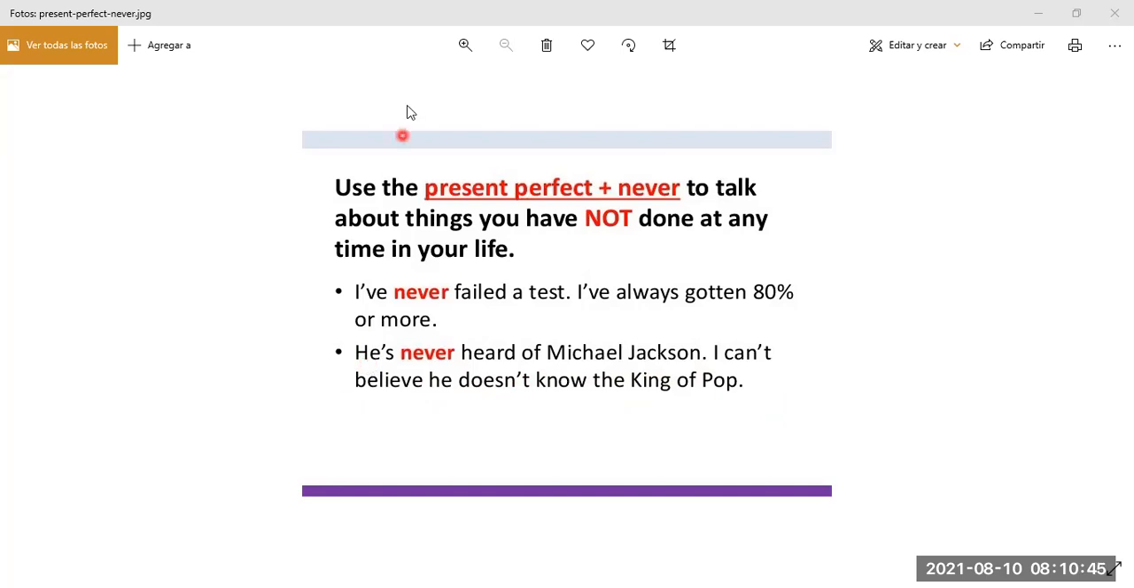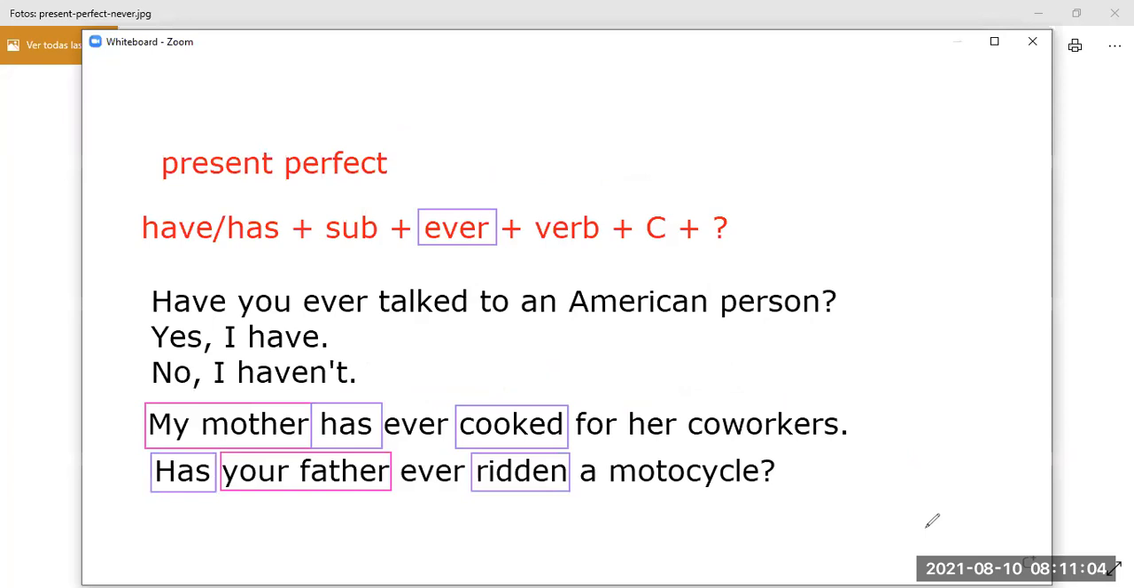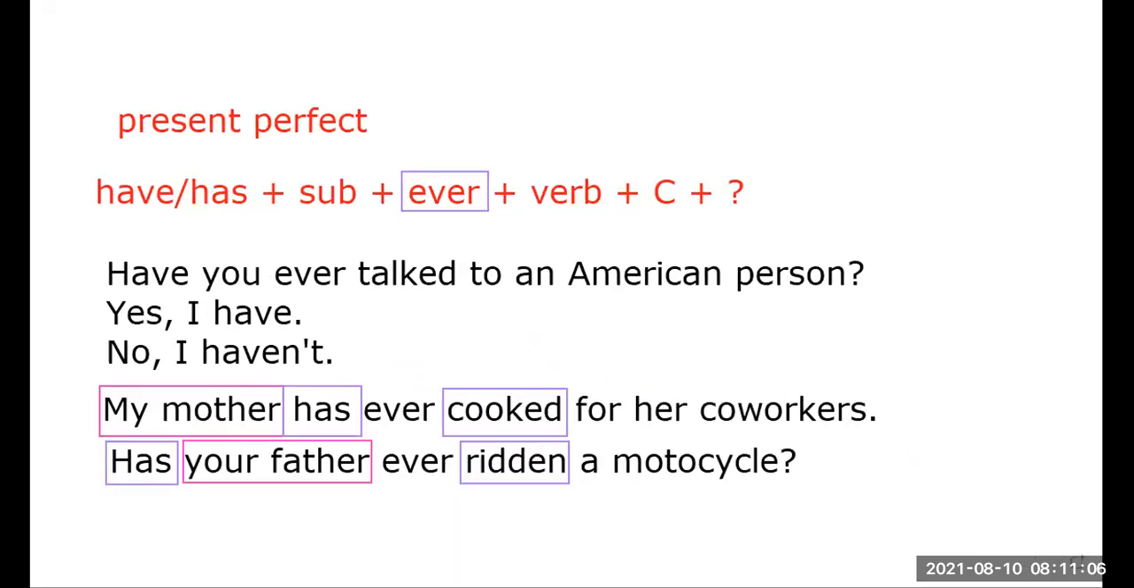Never is used in affirmative sentences, but not with negative, okay? Why not? Because we cannot use two negative forms in one sentence. No podemos ocupar dos formas negativas en una oración. That's why never is used in affirmative sentences, okay?